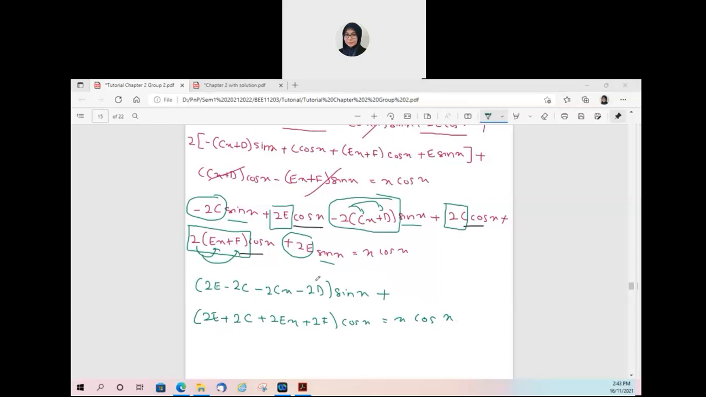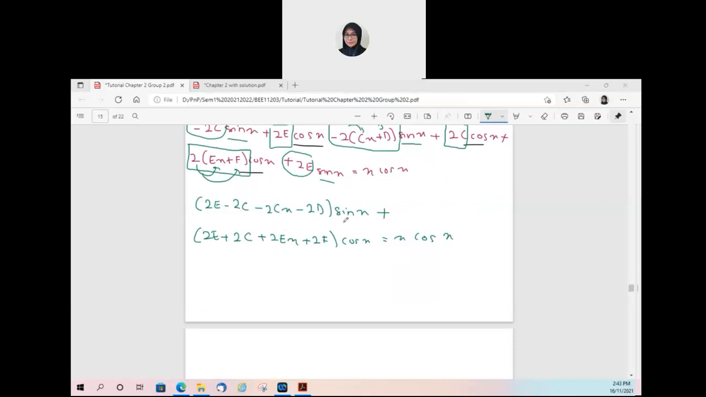Let us look at the cos first, since there is cos on the right. Now look at x. Do you have anything that has x? Yes, 2ex. So 2ex equals x, then 2e equals 1, so e equals 1/2. Any questions?